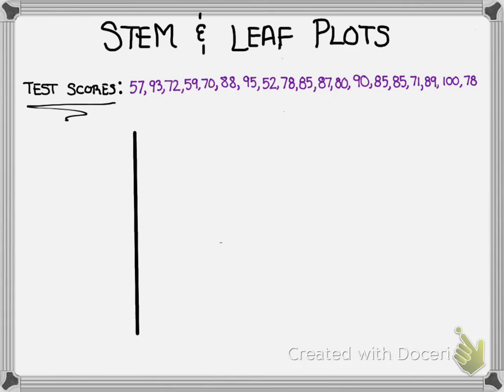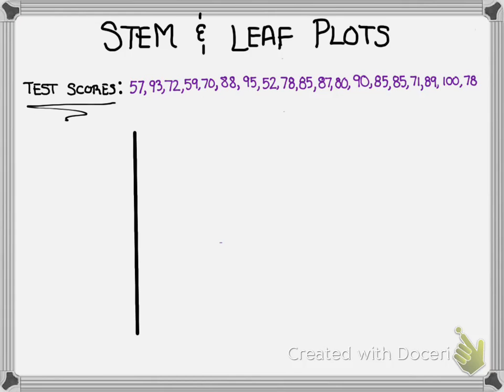When I look at this data set, I just scan across. Notice it's not in any order, so we have to be careful here. And I look for the smallest number. And it looks like it's 52. I check the rest of my data set, and yep, looks like that holds. Then my largest number, that's that 100 right there. So I know my lowest score is 52, and my highest score is 100.